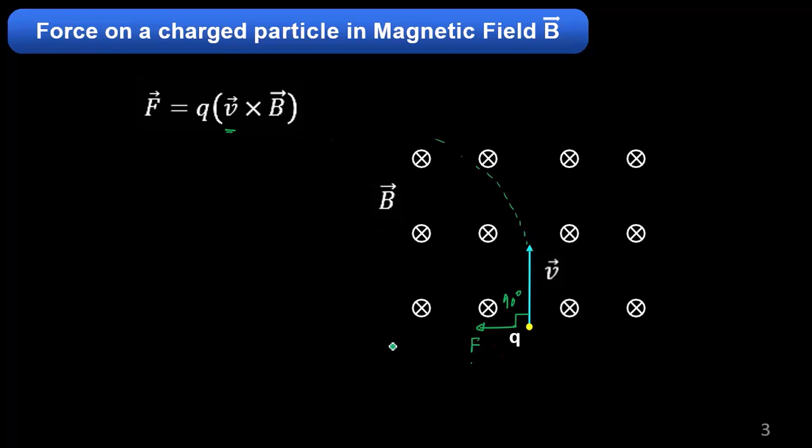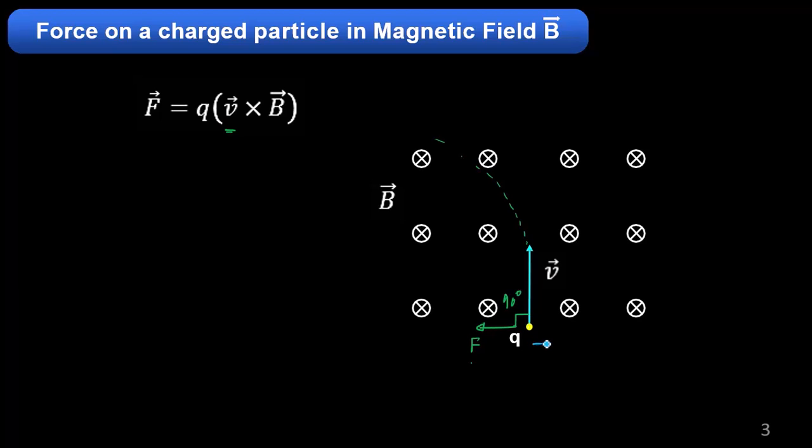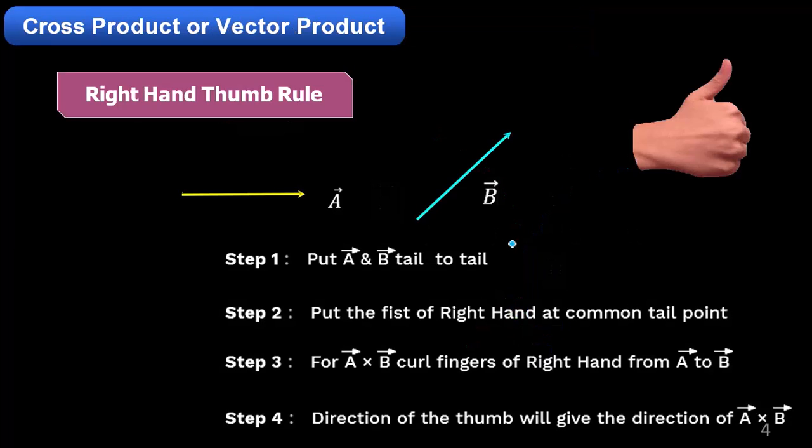If the charged particle is negative, then the force on this negative charged particle will be in the opposite direction. That means the particle will deviate in the other direction. Depending on the nature of the charge, the deviation of the particle will be different. Why? Because the force is different. For one particle, the force is acting towards the left, and if I change the charge to negative, then the charged particle will feel the force towards the right. So the deviation will be different.